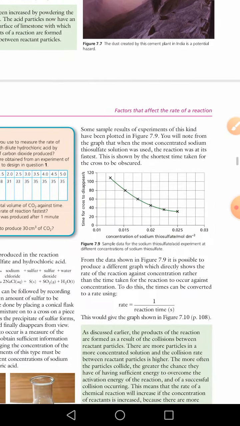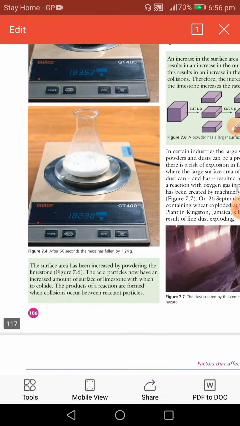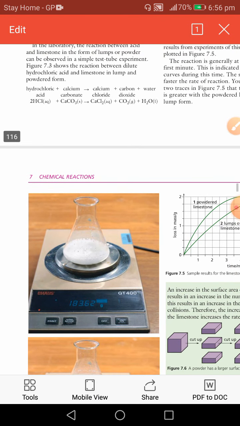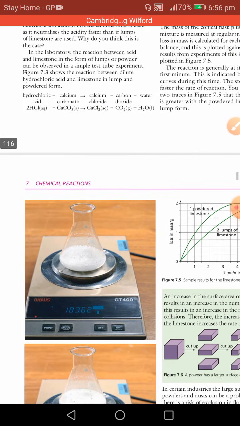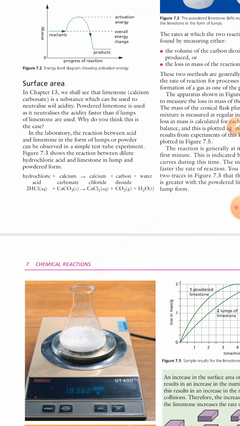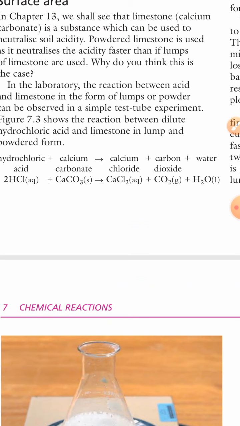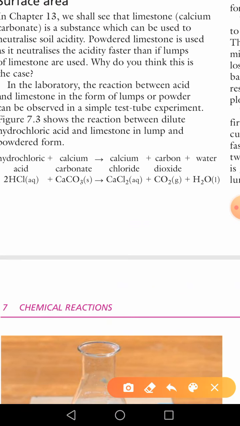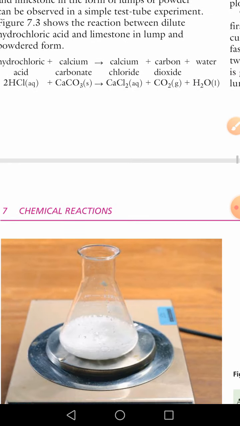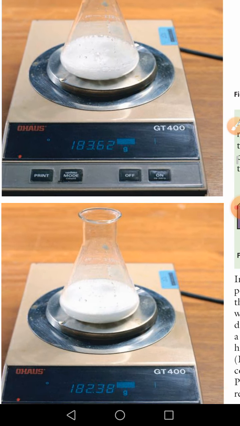Okay, so here they said many things about surface area. Look, what did they say? They are carrying out a reaction between HCl and calcium carbonate. In the reaction between HCl and calcium carbonate, the observation is the production of carbon dioxide. The faster the carbon dioxide is produced, the more reaction is occurring.